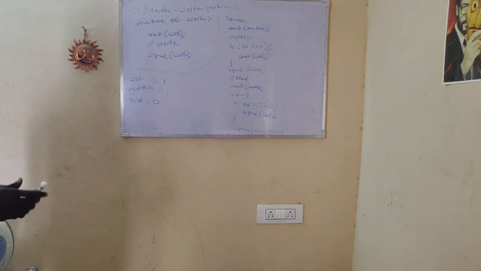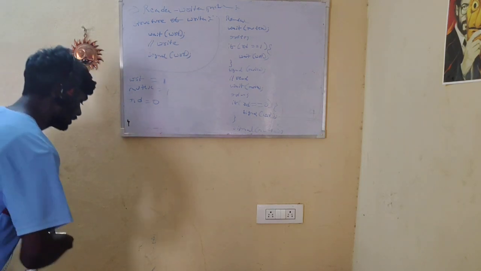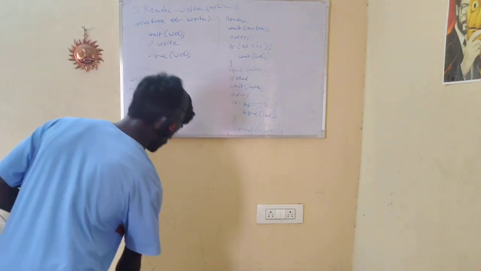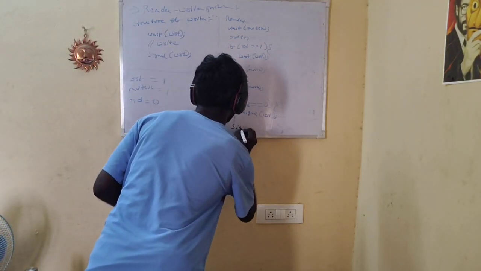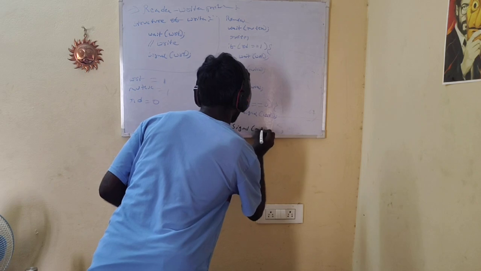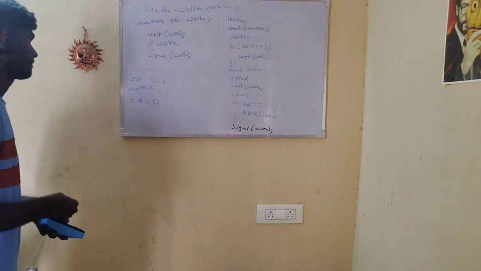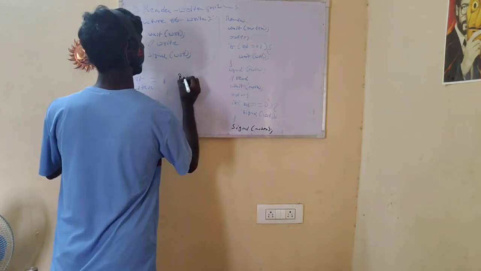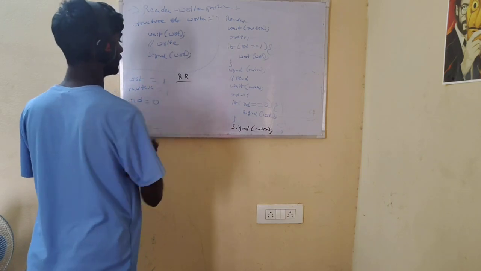And now let us consider an example for this. Consider an example where we have multiple readers. Let's just take 2 readers.